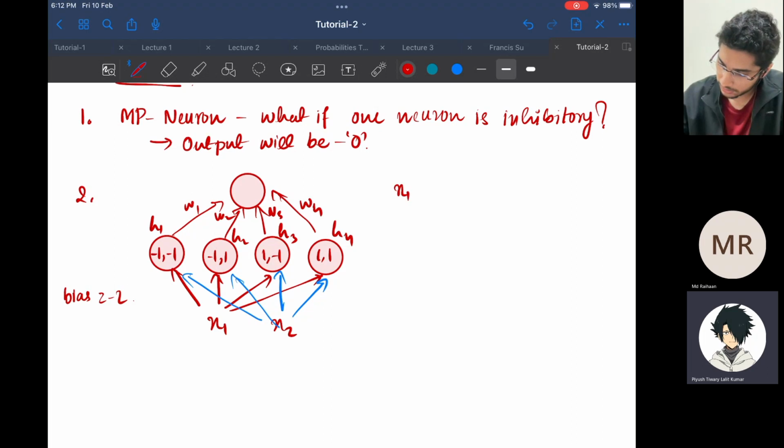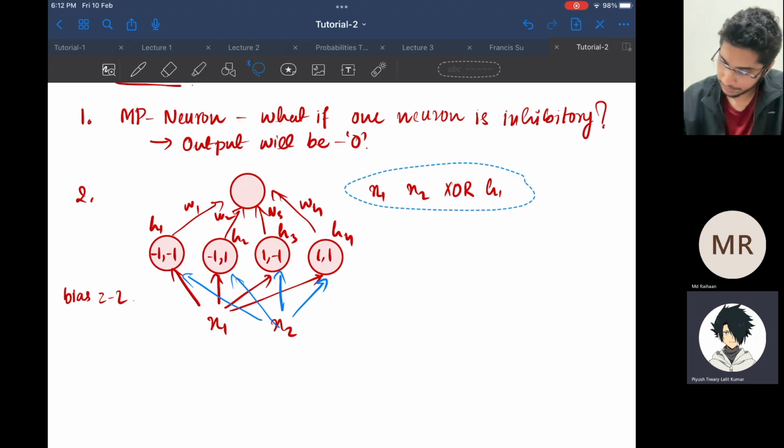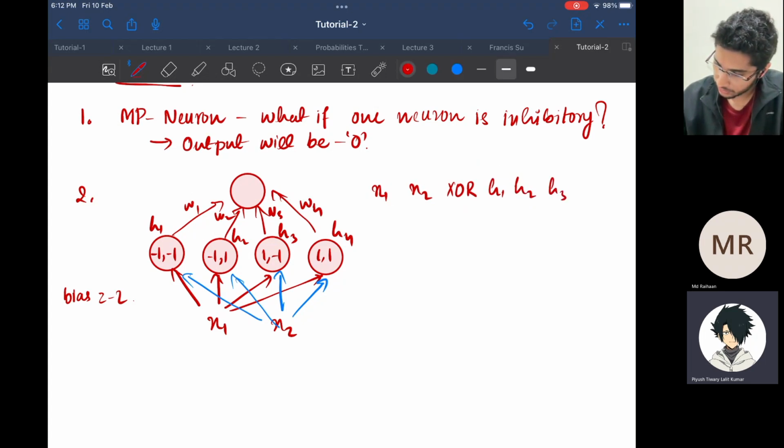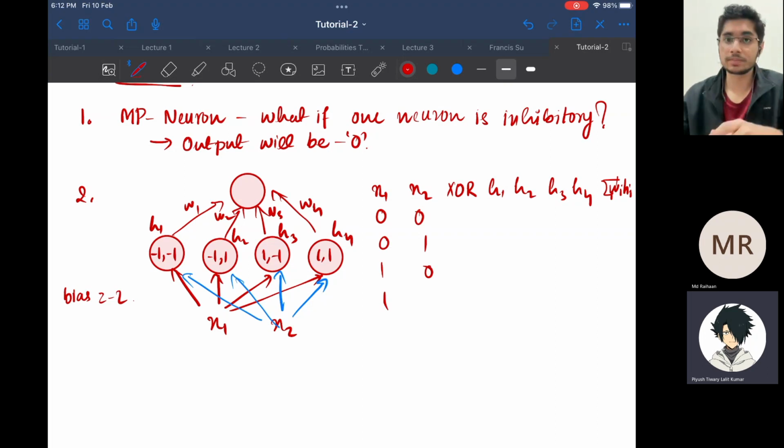There was a truth table. Let me draw that truth table. It was an XOR operation that we were trying to check. Let me manage some space here. H1, H2, H3, H4, and then here was the summation of wi hi. And you had 0, 0, 0, 1, 1, 0, 1, 1, with the XOR operation's outputs.